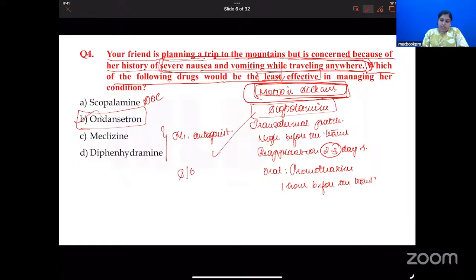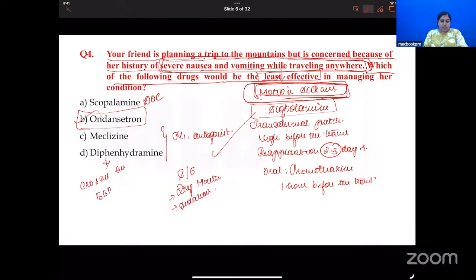The side effects are it causes dry mouth. It causes dry mouth and it also causes sedation. And to be very clear, meclizine and diphenhydramine are H1 antagonists, which are given in preventive management. These drugs cross the blood-brain barrier.